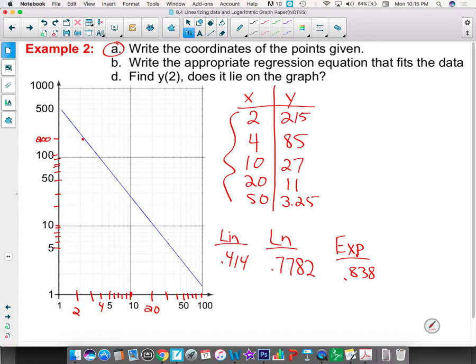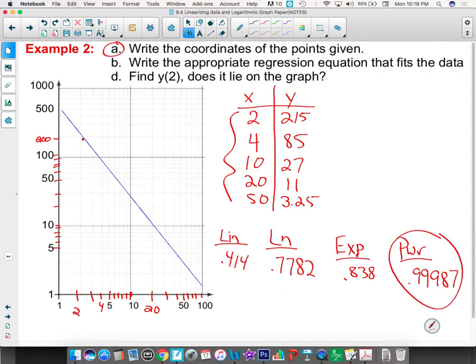And then we do power. Let's see what we get for power. Boom, that's it. So we get 0.99987. That means that's the one we're going to want to use.